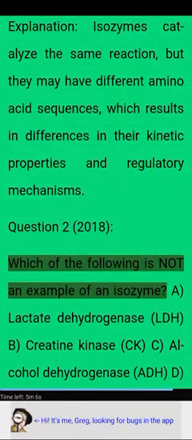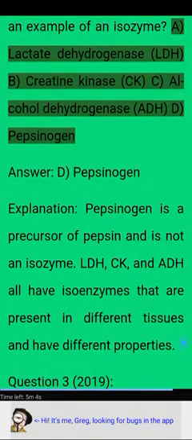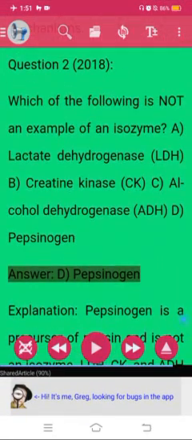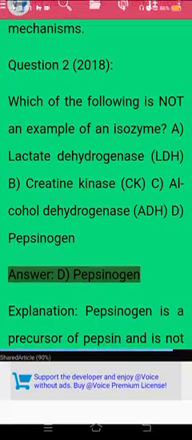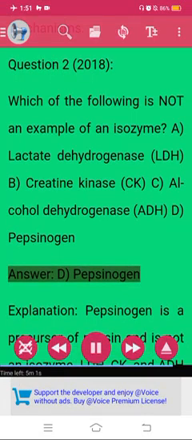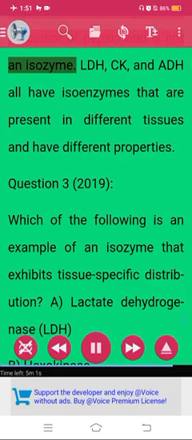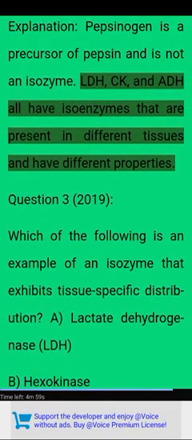Question 2, 2018. Which of the following is not an example of an isozyme? A. Lactate dehydrogenase (LDH). B. Creatine kinase (CK). C. Alcohol dehydrogenase (ADH). D. Pepsinogen. Answer. D. Pepsinogen. Explanation. Pepsinogen is a precursor of pepsin and is not an isozyme. LDH, CK, and ADH all have isoenzymes that are present in different tissues and have different properties.